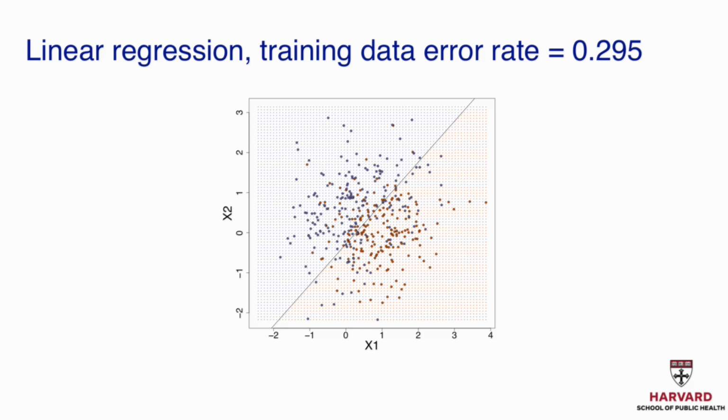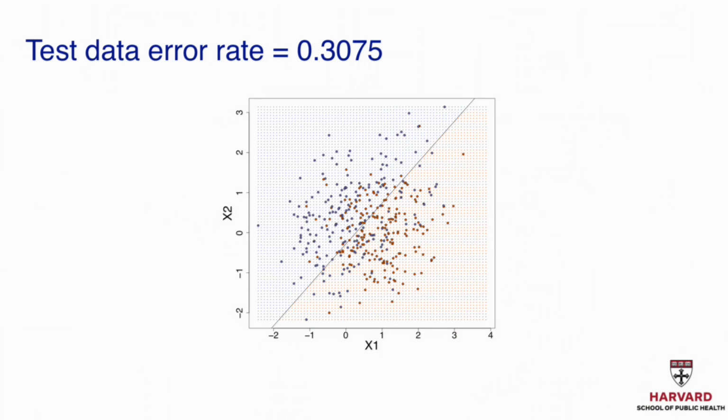So you can see that we would make several errors. Anytime you see an orange point in the purple area, that's a mistake, and vice versa. So here we make 29.5% mistakes. Now this is the training data. How well do we do on the test data? Just a little bit worse, and that's somewhat expected because this is not a very flexible model.